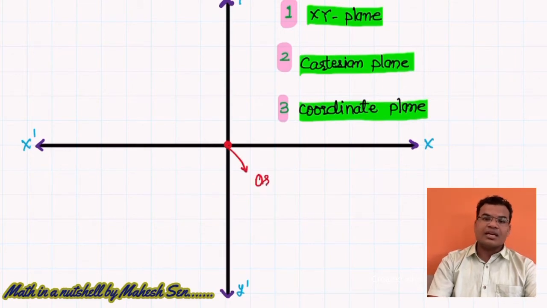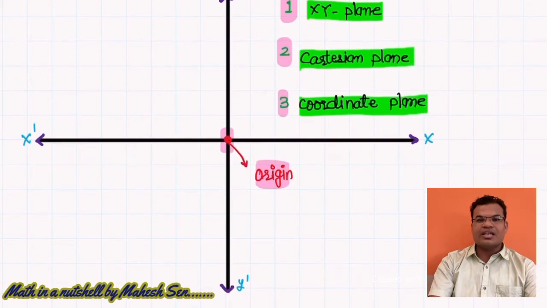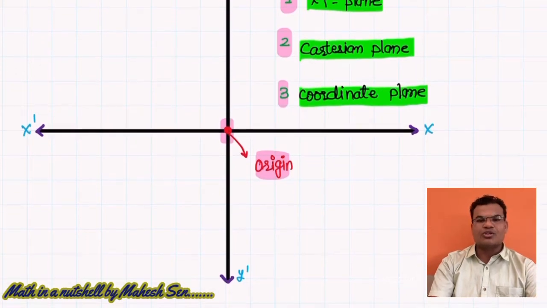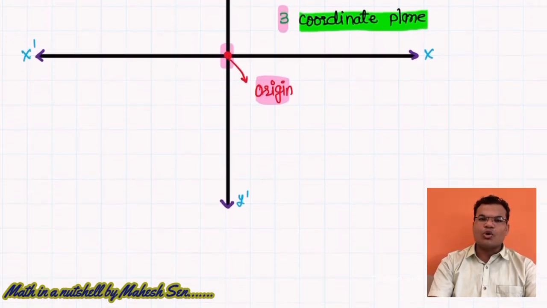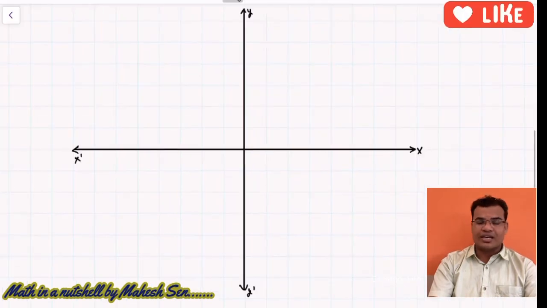One more thing, the x-axis and y-axis both intersect in this plane, and the intersecting point is known as the origin. They always intersect at a point, and this point is known as the origin. The coordinate of the origin is always 0, 0, and it is denoted by capital O.